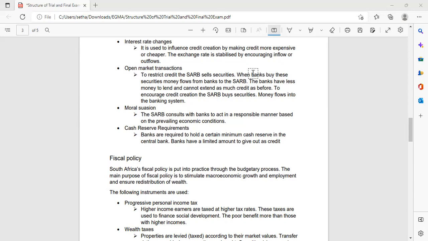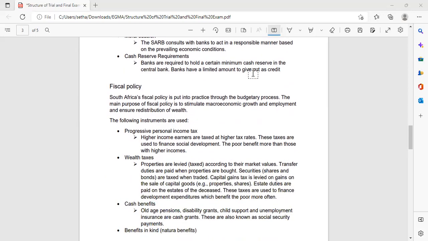Number two, they also make use of the fiscal policy. South African fiscal policy is put into practice through budgetary processes. The main purpose of fiscal policy is to stimulate macroeconomic growth and employment and ensure redistribution of land. Three main components can be the government spending, taxes.